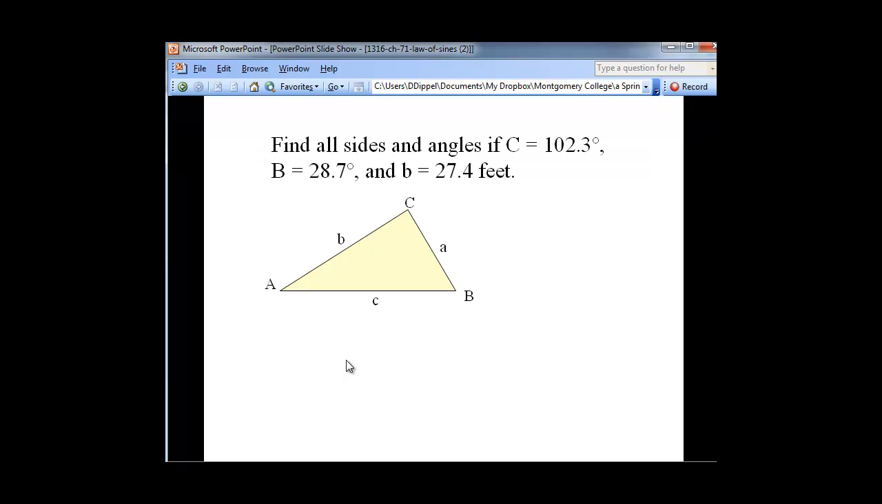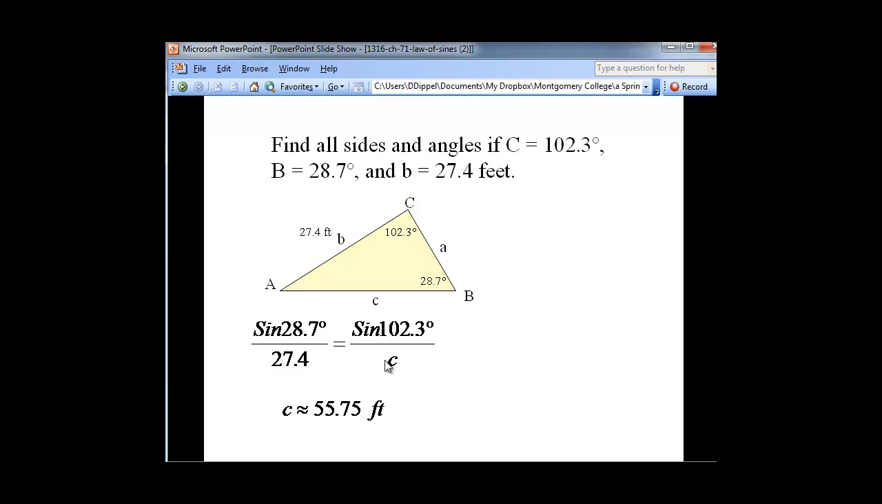Okay, here's an example. Suppose we have this information. C is 102, B is 28.7, and side b is 27.4. Now we'll just plug in the information. Angle C has to go with side c. Angle B has to go with side b. So 28.7 goes with 27.4. Sine of 102 goes with c. You can cross multiply, you can divide, however you want to solve for c.